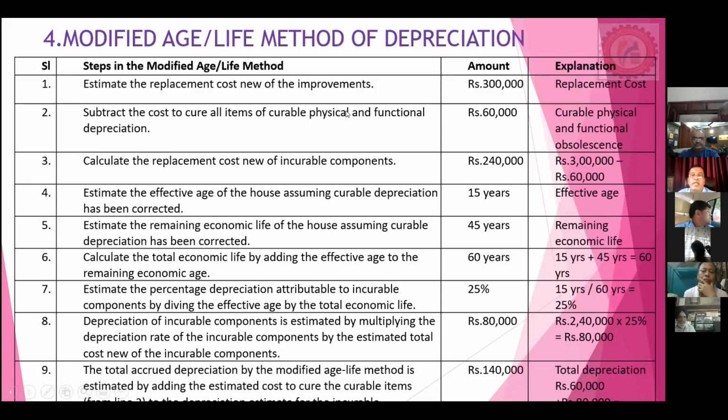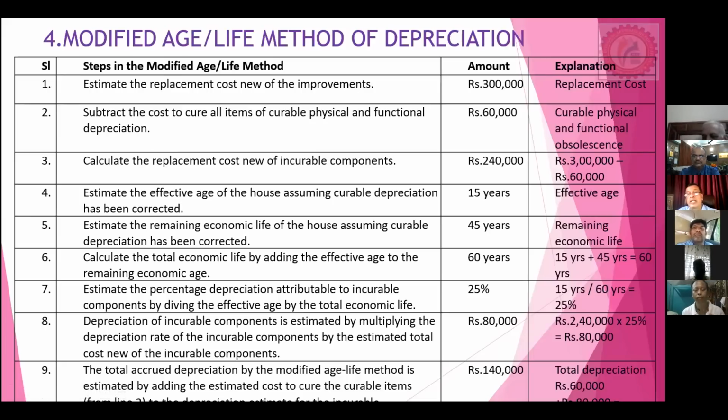Suppose if you have got any doubt, now itself you can ask. Subtract the cost to cure all items of curable physical and functional depreciation. So as a valuer, he has inspected the entire property and seen what are all the curable items. I have given one example with respect to the flooring. Flooring we can replace. If it is doors and windows, we can replace it. If it is plumbing, we can replace it. If it is electrical or sanitary, we can correct it. Like that, you just decide, subtract the cost to cure all curable items.